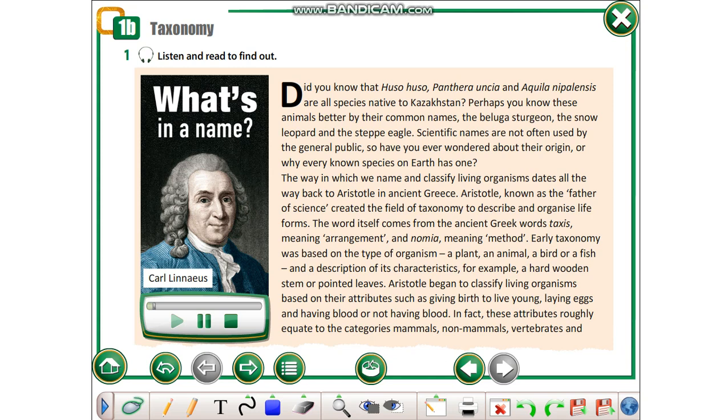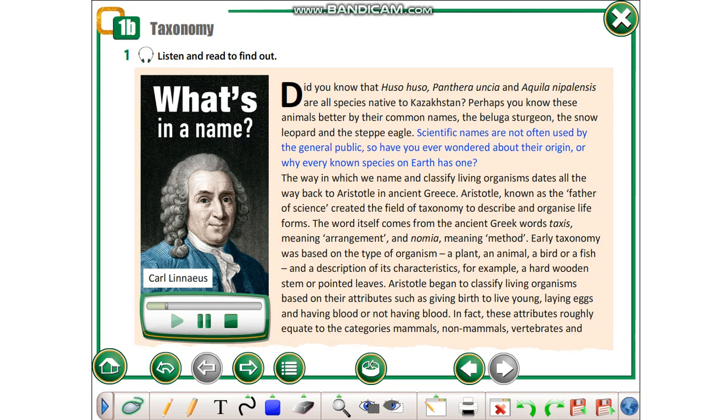What's in a name? Did you know that Huso huso, Panthera uncia, and Aquila nipalensis are all species native to Kazakhstan? Perhaps you know these animals better by their common names: the beluga sturgeon, the snow leopard, and the steppe eagle.